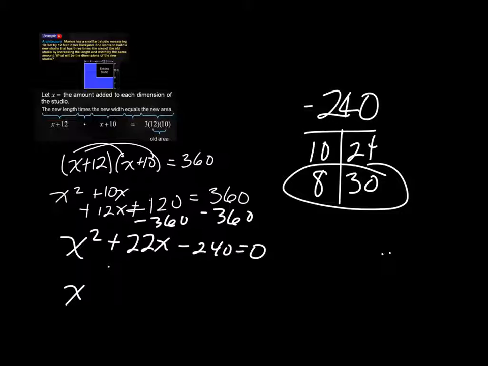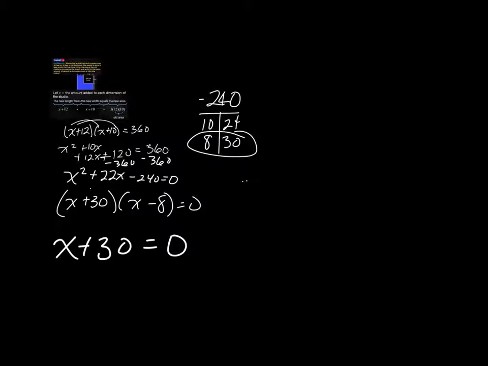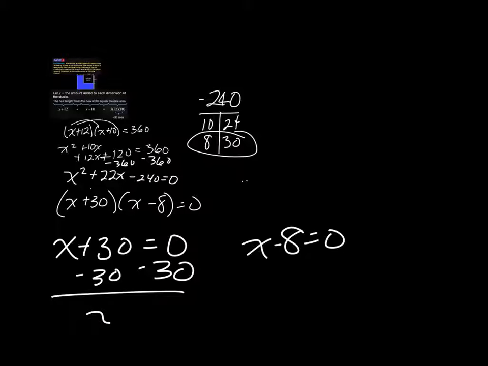So we'll have x plus 30 times x minus 8, which gives me a sum of 22 and a product of negative 240. Using the zero product property, either x plus 30 equals 0, or x minus 8 equals 0. All we have left to do then is subtract 30 from both sides. And we can't have a length of negative 30. So the only one that makes sense for the problem is add 8 to both sides, and we have x equals 8.